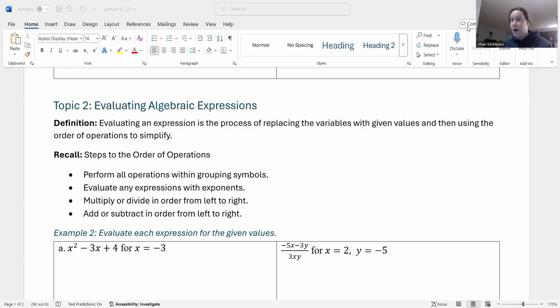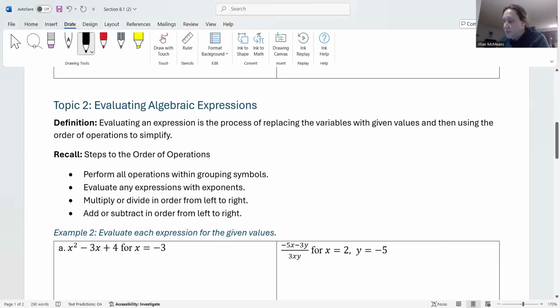We did this quite a bit as we were working through our different sets of numbers. I think we started doing this with maybe integers, so you saw some of this with integers. We saw it again with fractions and with decimals. So this should not be totally new. As a definition, evaluating an expression is the process of replacing the variables with given values and then using the order of operations to simplify.